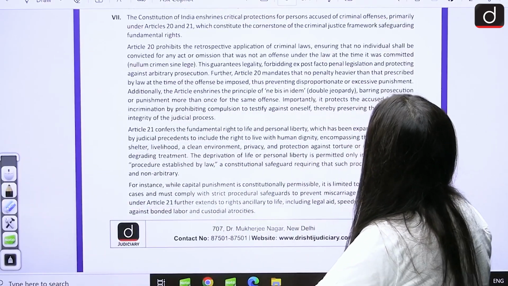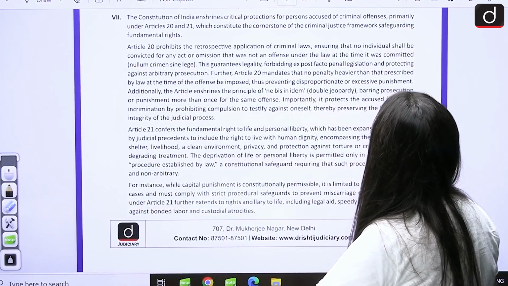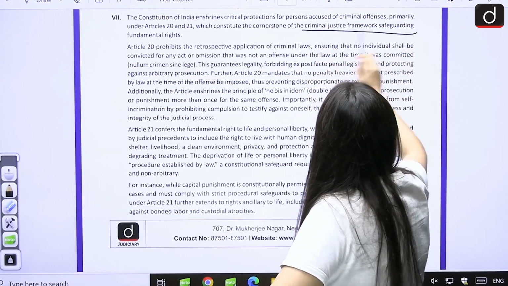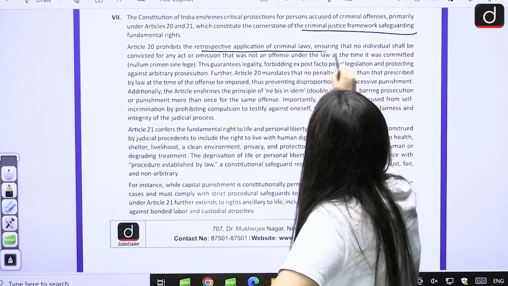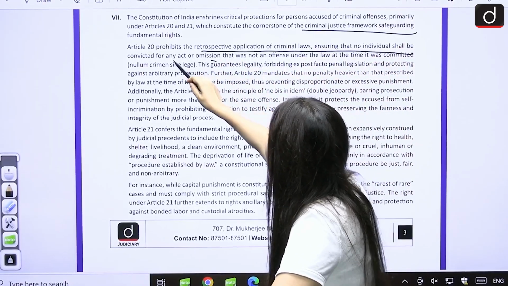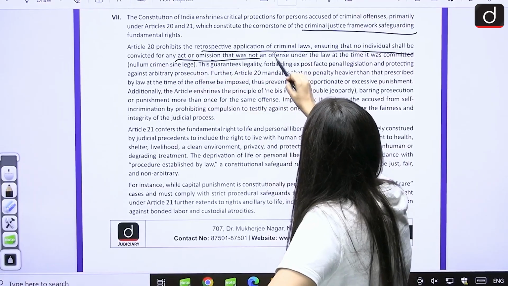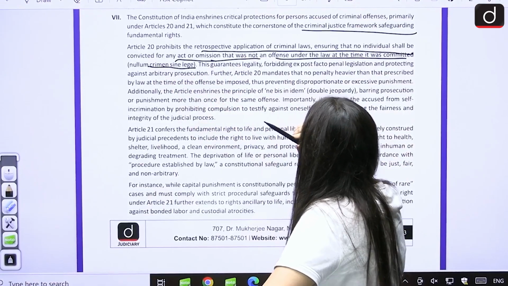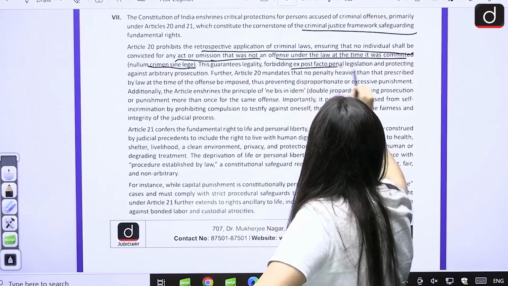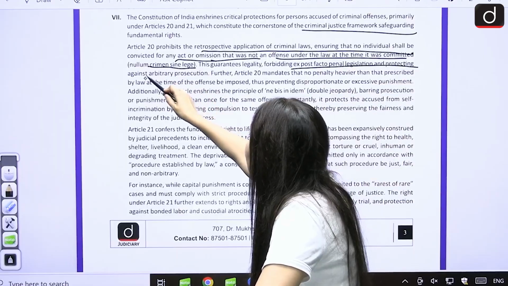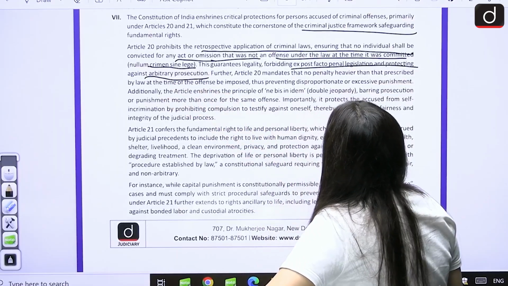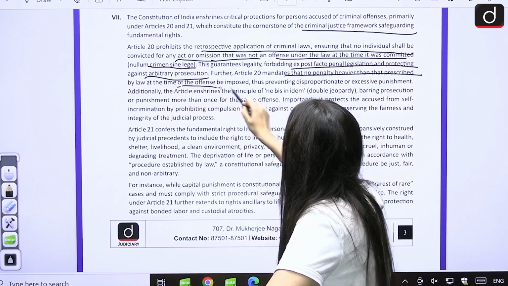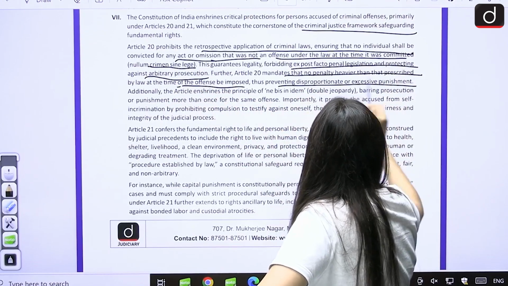The Constitution of India enshrines critical protections for persons accused of criminal offences, primarily under Article 20 and 21. Cornerstone of the criminal justice framework. Article 20 prohibits retrospective application of criminal laws, ensuring that no person is convicted for any act or omission that was not an offence under the law at the time it was committed. Nullum crimen sine lege. Guarantees legality, forbidding ex post facto penal legislation and protecting against arbitrary prosecution. Further, Article 20 mandates that no penalty heavier than that prescribed by law at the time of the offence be imposed, preventing disproportionate or excessive punishment.